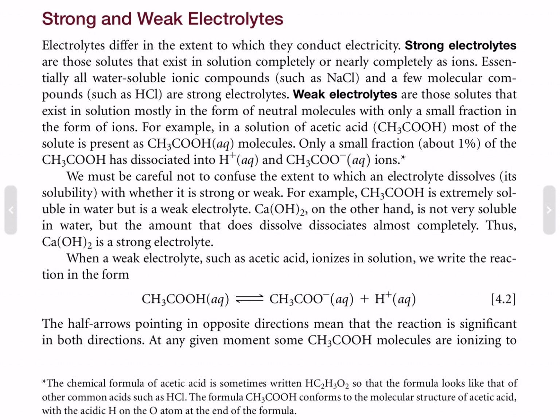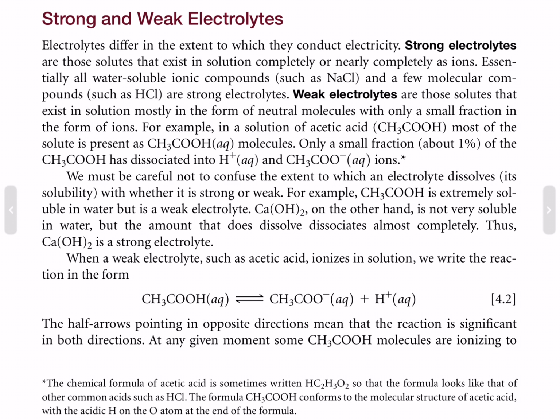For example, in a solution of acetic acid, most of the solute is present as acetic acid molecules. Only a small fraction, about 1%, is dissociated into hydrogen ion and acetate ion. We must be careful not to confuse the extent to which an electrolyte dissolves, its solubility, with whether it is strong or weak. For example, acetic acid is extremely soluble in water, but it is a weak electrolyte. Calcium hydroxide, on the other hand, is not very soluble in water, but the amount that does dissolve dissociates almost completely. Thus, calcium hydroxide is a strong electrolyte.